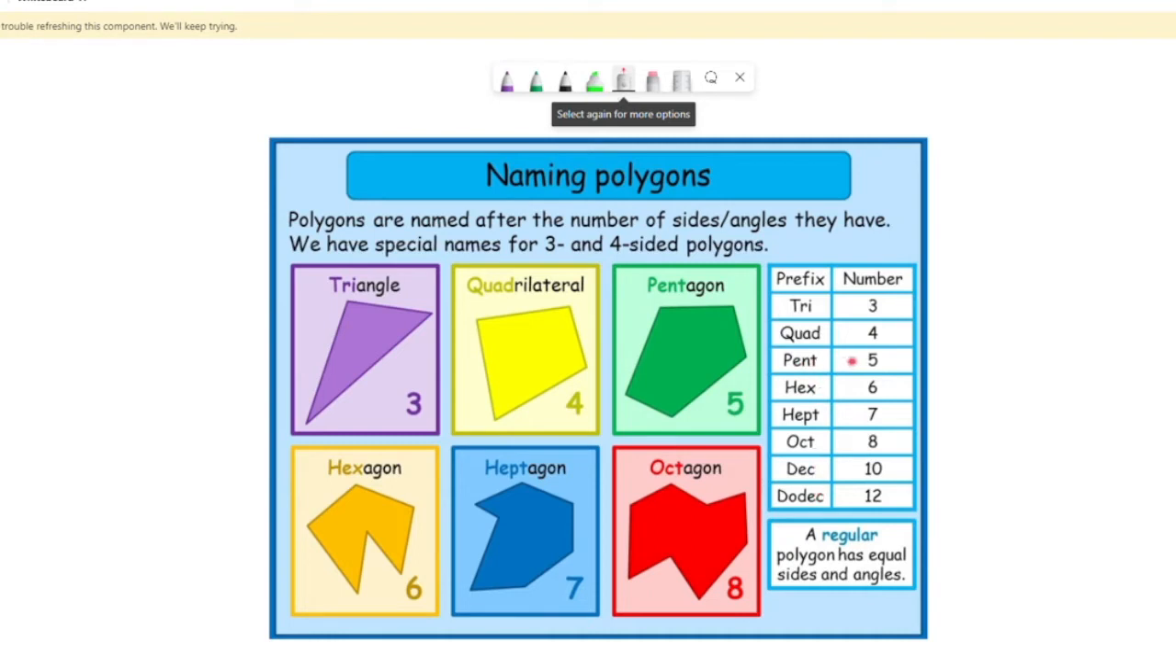5 is pentagon. 6 is hexagon. 7 is heptagon. 8 is octagon. 9 is not mentioned here, but it's nonagon. And 10 is decagon. And 12 is dodecagon. A regular polygon has equal sides and angles, as I have told you before. So now we know the names. Let's continue to know about external angles of polygons.